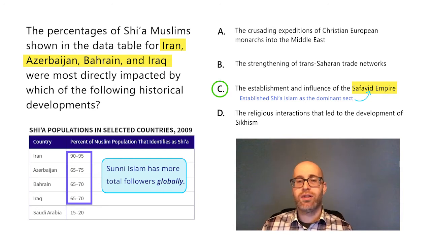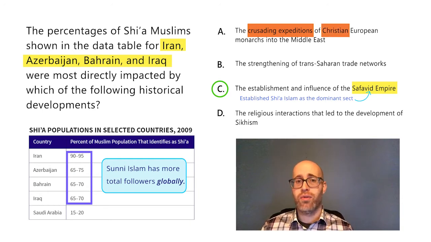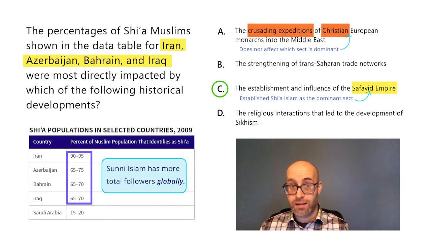Choice A mentions the Crusades. Now, they were definitely important. They had a major impact on the Middle East economically, but the Crusades were originated by Christians. So the Crusades could not really, logically, have caused one sect of Islam, a totally different religion, to become dominant over another sect of Islam. So A cannot be right.